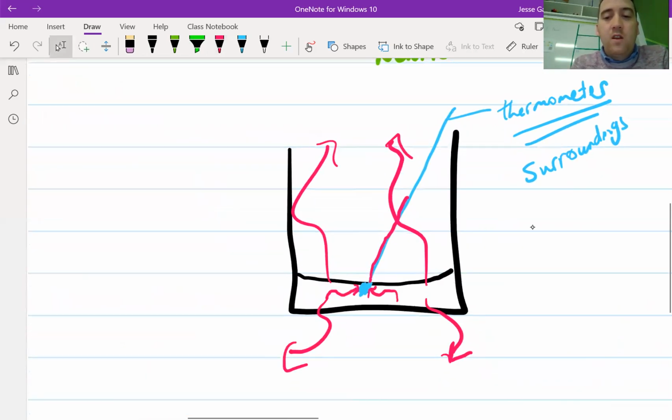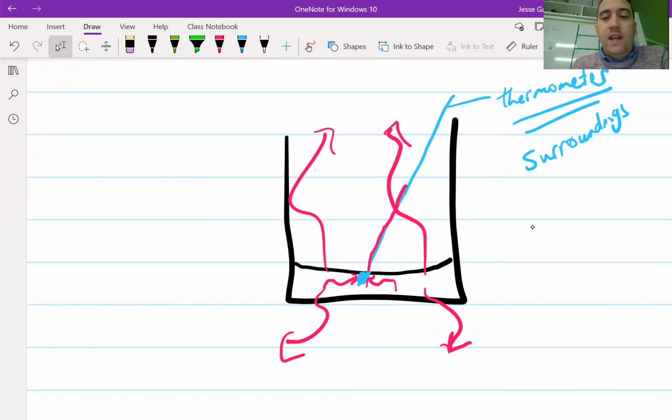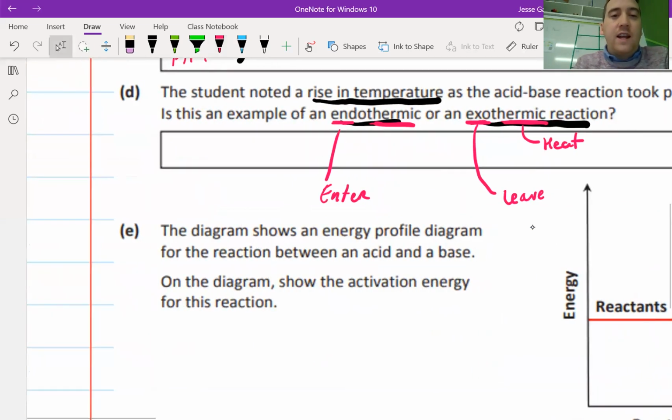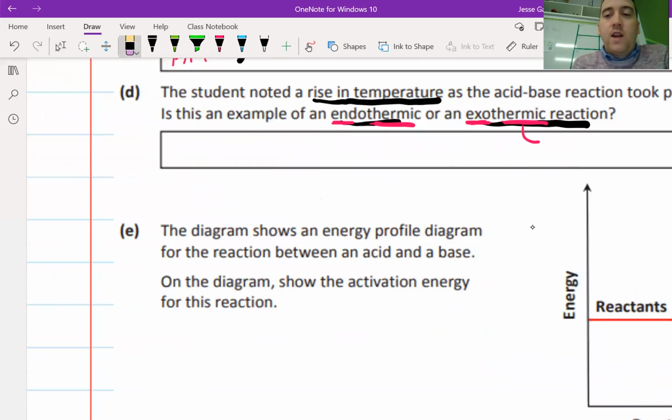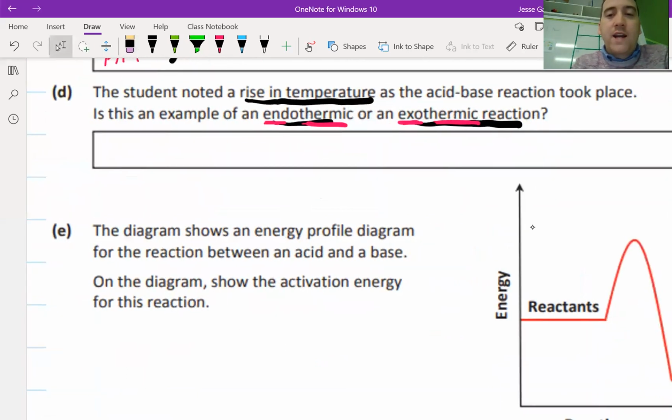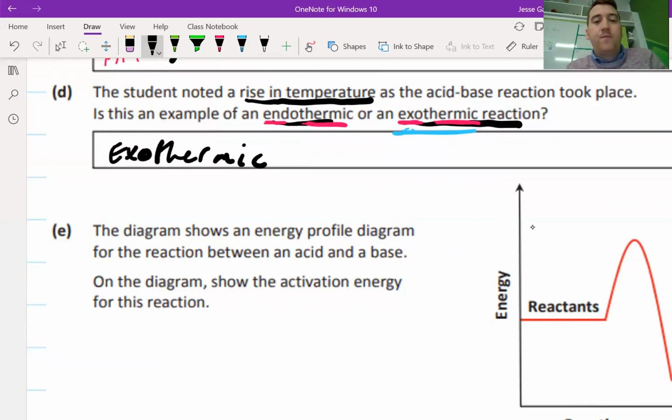So back here, what is heat doing? Is it leaving or entering the reaction? Remember, the reaction is what's happening in the liquid. Is heat leaving it or is heat entering it? Pause the video. Hopefully now you can definitely answer this if you couldn't do it the first time. So hopefully you've realized that if heat is going from the reaction into the thermometer, then it is leaving the reaction. So it is an exothermic reaction. Exothermic is the correct answer there.